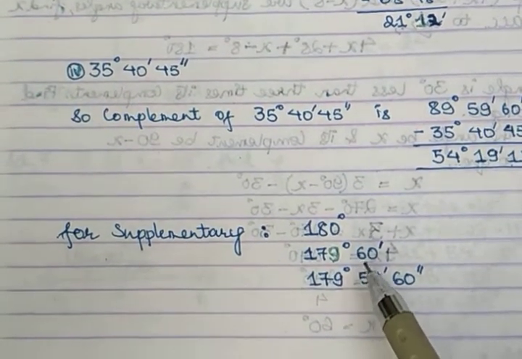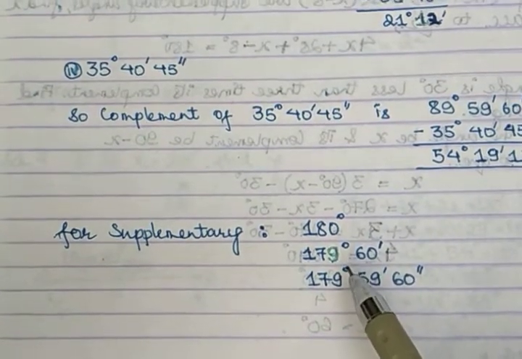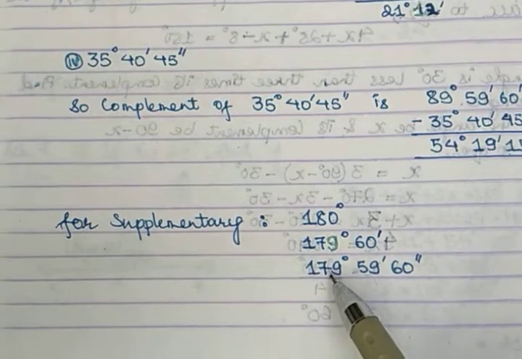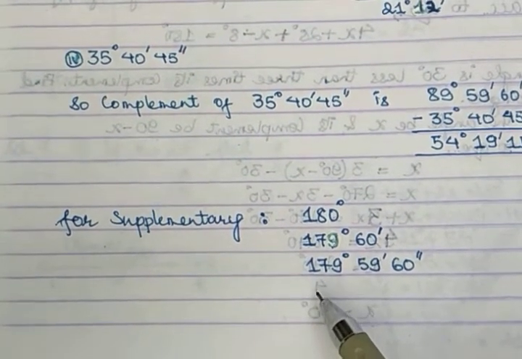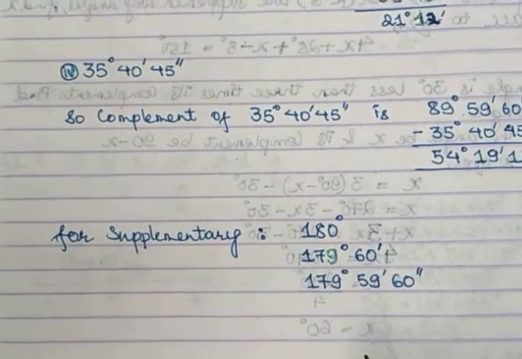I guess you agree, isn't it? 179 degree and 60 minutes, because 60 minutes means 1 degree. So again, while representing supplementary, that is 180 degree in three different units, we can write it as 179 degree, 59 minutes and 60 seconds.